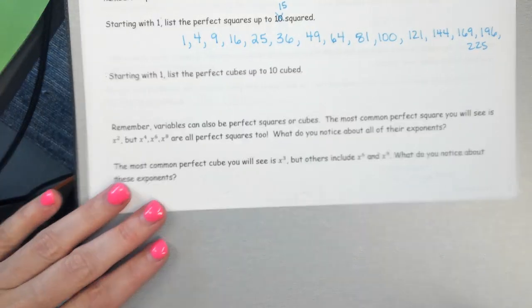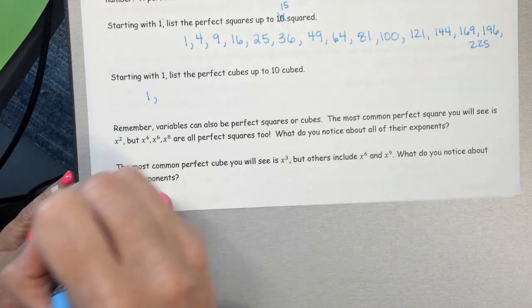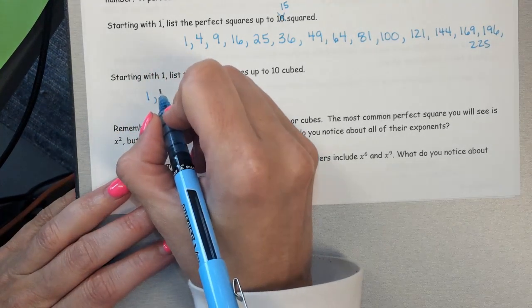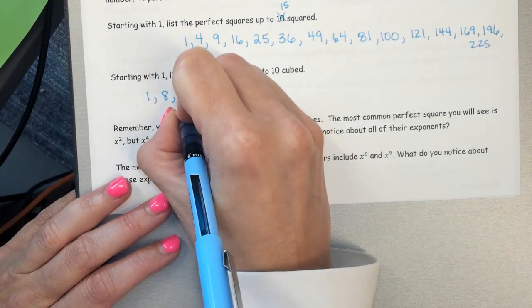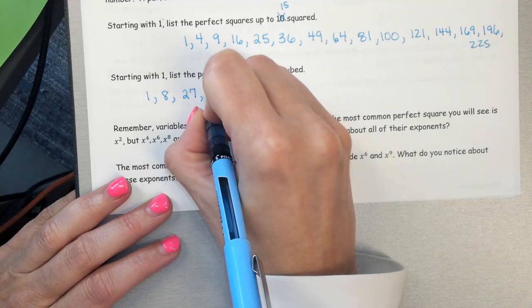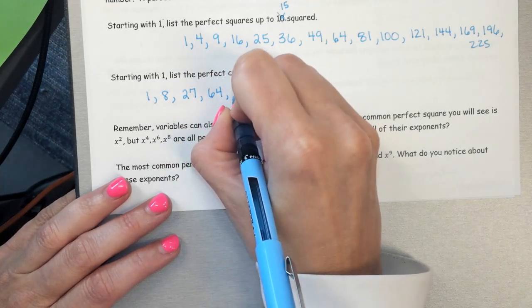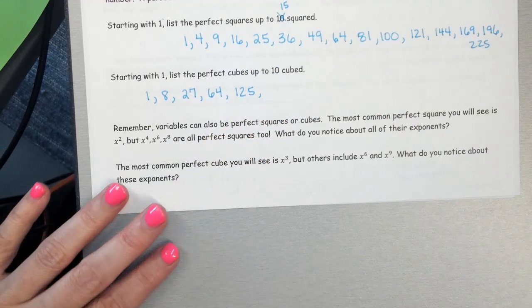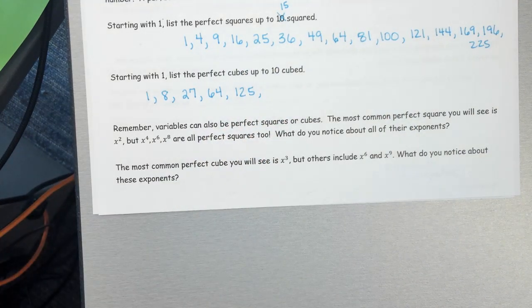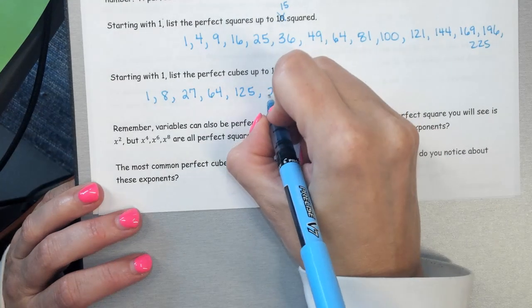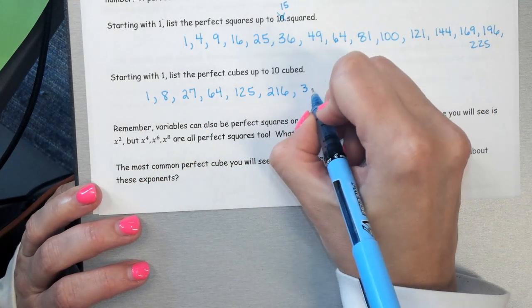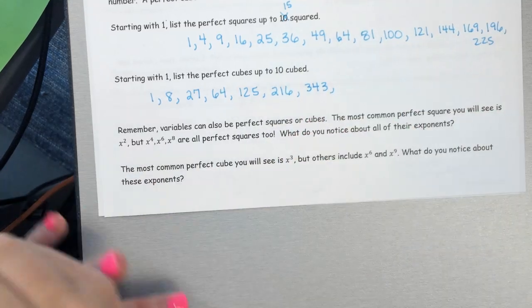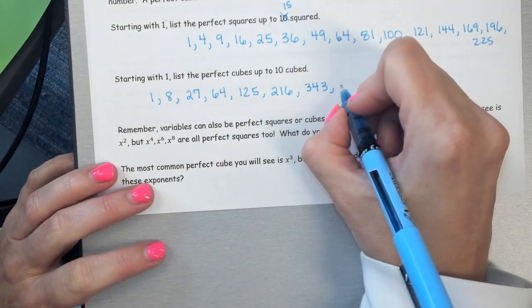Okay, so with the perfect cubes, again, 1 cubed is 1, 2 cubed is 8, 3 cubed is, what's 4 cubed? 64, what's 5 cubed? Okay, and I know the ones after this are hard to remember, so that's why we're writing them down so you can recognize them. 6 to the third is 216, good. 7 starts with a 3. You guys remember that one? 3, 4, 3.